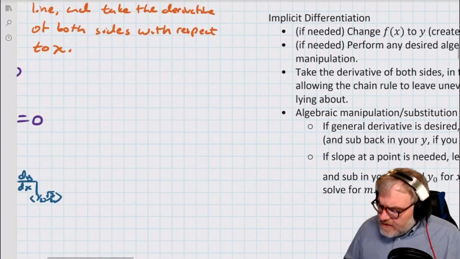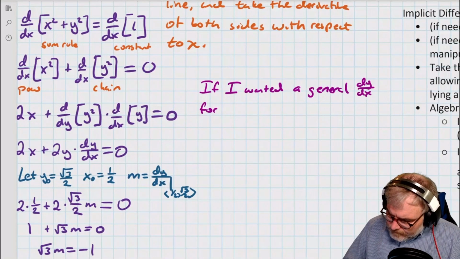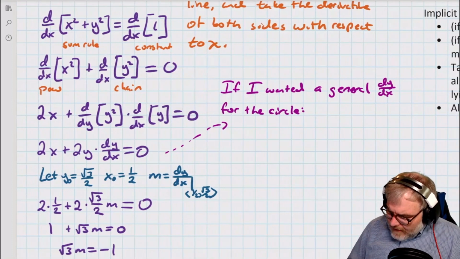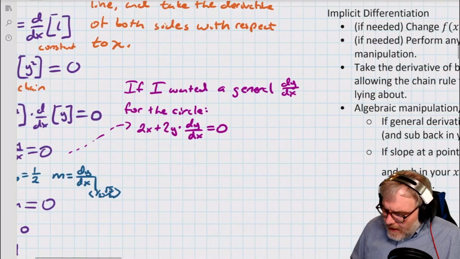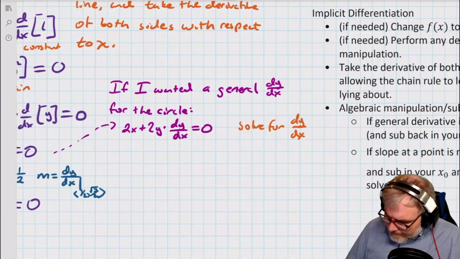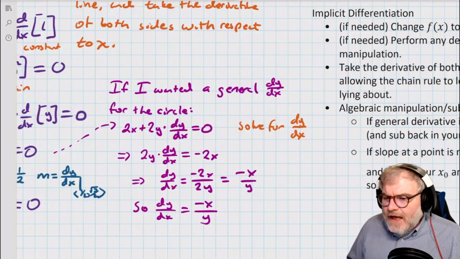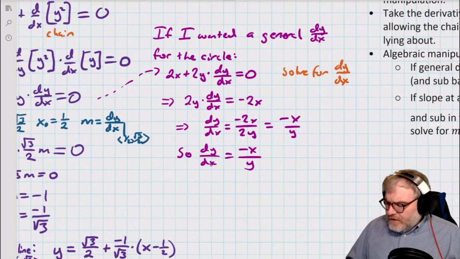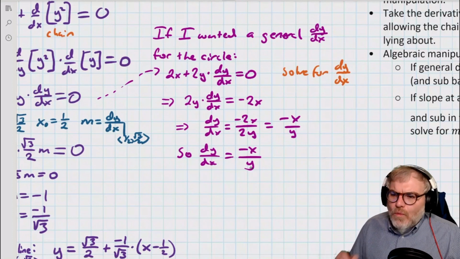However, if I wanted to solve this for the general dy over dx, I would take this step where I had 2x plus 2y dy over dx. I would simply solve this for dy over dx. And that would be done, right? Now, here's something else that's interesting. So I just solved for dy over dx. Now, notice this dy over dx works either way.